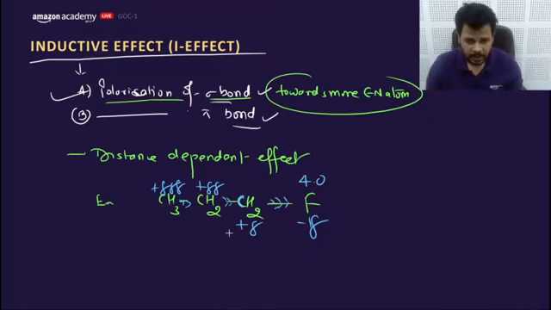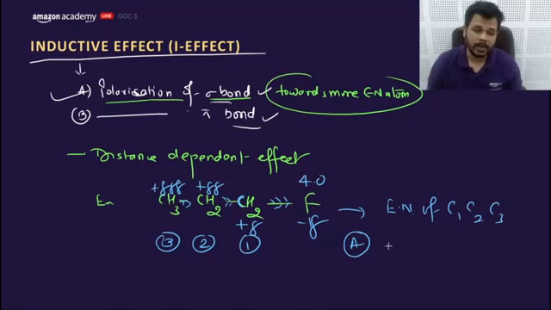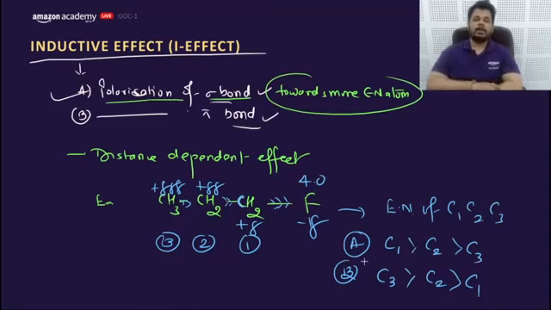Now let me ask some more things. This is carbon 1, carbon 2 and carbon 3. Please tell me the order of electronegativity of carbon 1, carbon 2 and carbon 3. A: C1 has the highest electronegativity, then C2 and then C3, or B: C3 would be the highest electronegative carbon, then C2 and then C1. What would be your answer?